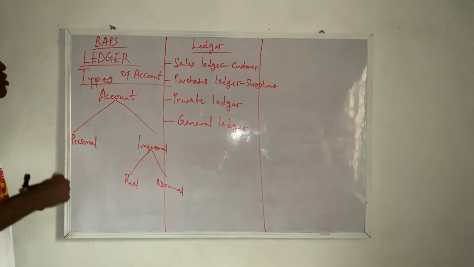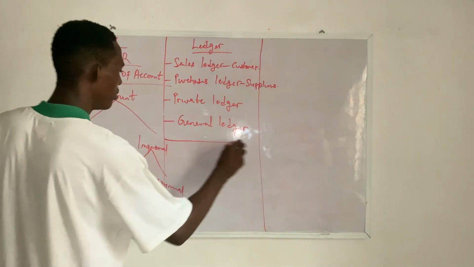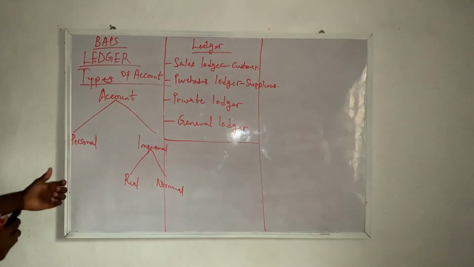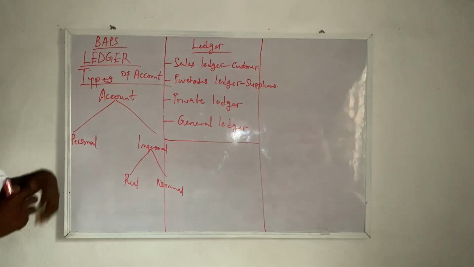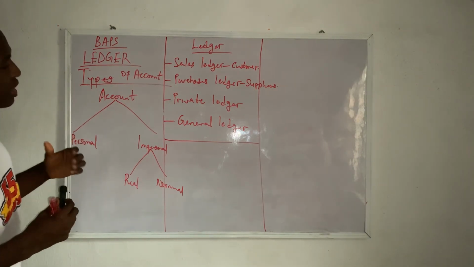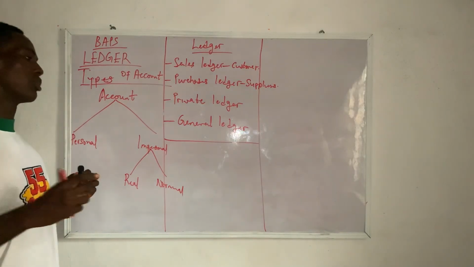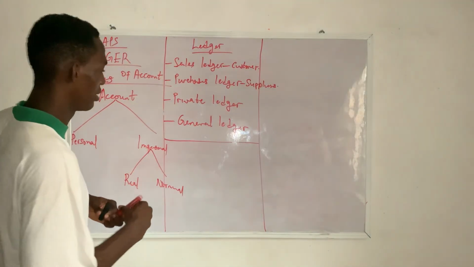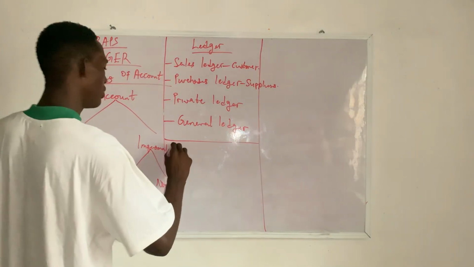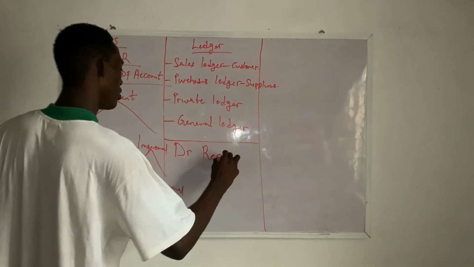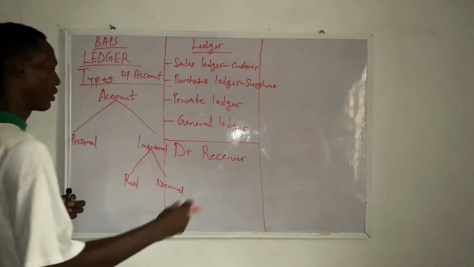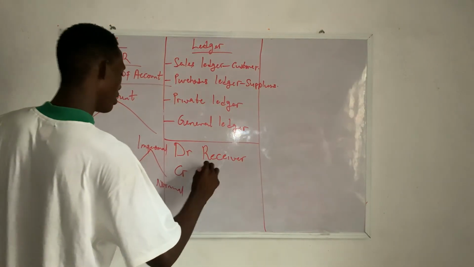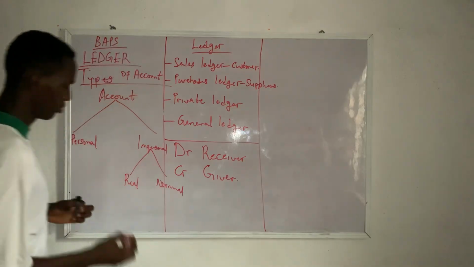Now another thing I need you to know before I wrap up this class is our principle of double entry, because this is where we'll be applying it the most. Our principle of double entry, like we all know, states that for every transaction, for every debit entry, there must be a what? Corresponding credit entry, and vice versa. So what does that mean? You debit the receiver, the receiving account or the incoming account, and you credit the giver, the giving account.